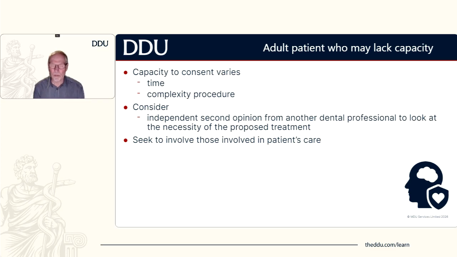Second opinions are really helpful because it helps you decide, collaborate with others as to what you think is best. And then also, if you are concerned that somebody might not be able to consent, ask them to involve others who are involved in their care. Then a patient might have capacity to consent, but they are getting a bit confused about things. Try to involve others, ask them if you can involve others, and that can be really helpful.